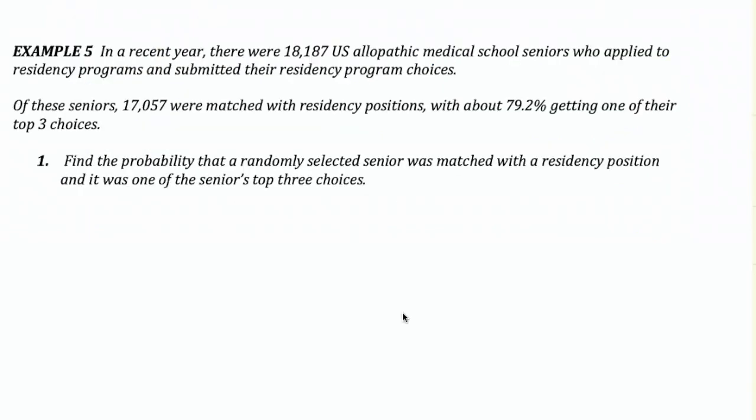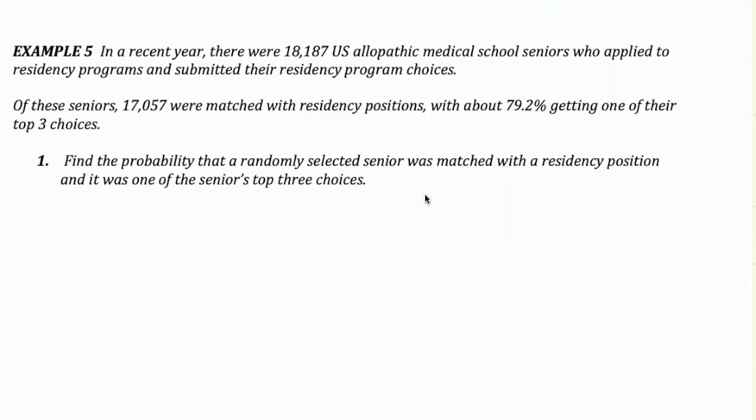All right, and a last example. In a recent year, there were 18,187 U.S. allopathic medical school seniors who applied to residency programs and submitted their residency program choices. Of these seniors, 17,057 were matched with positions, with about 79.2% getting one of their top 3 choices. We're asked to find the probability that a randomly selected senior was matched with a residency position and it was one of their top 3 choices.